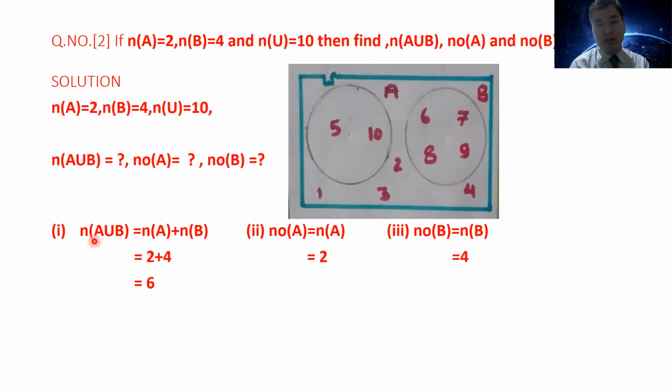Look. First, n(A union B) means what? n(A) plus n(B). We added: this is 2, 4, altogether 6 elements. Okay. Similarly, n(only A) means what here? n(only A) means n(A) only, that is 2 elements only. Similarly, n(only B) means n(B) only, that is 4 elements only. This is the method to find the cardinal number when two sets are given, disjoint sets.